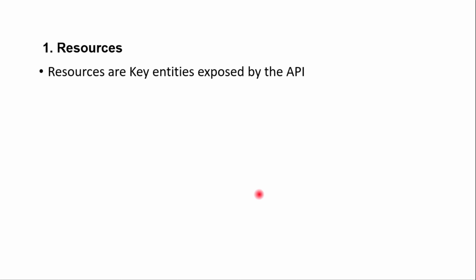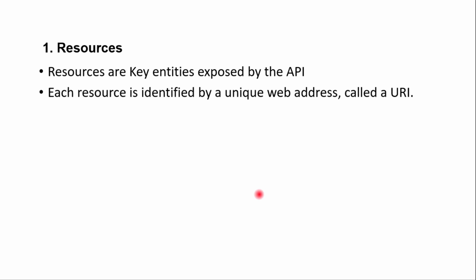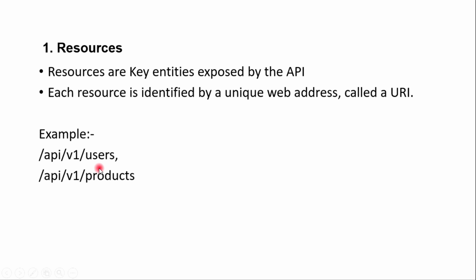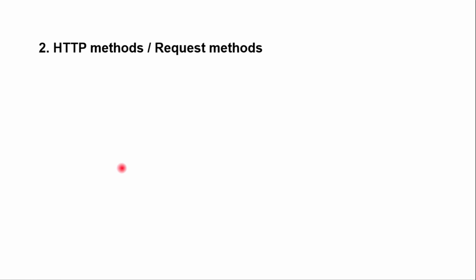First is resource. Resources are key entities exposed by the API. Each resource is identified by a unique web address called a URI. Here are some examples of unique URIs: /API/v1/users, /API/v1/products.